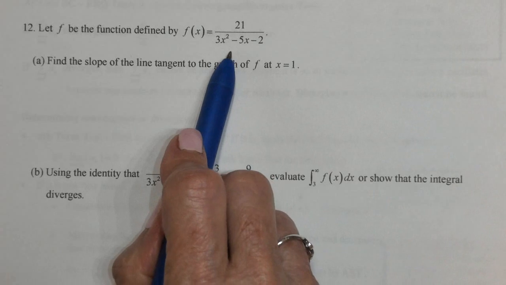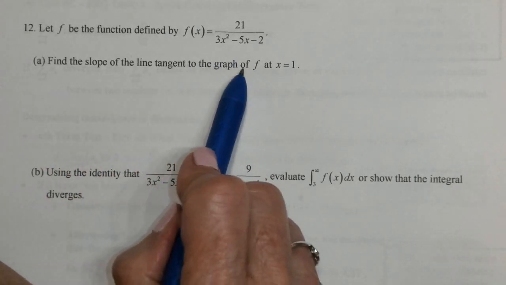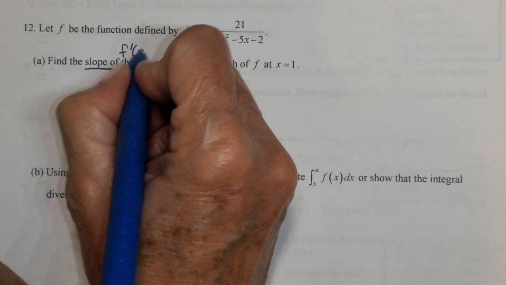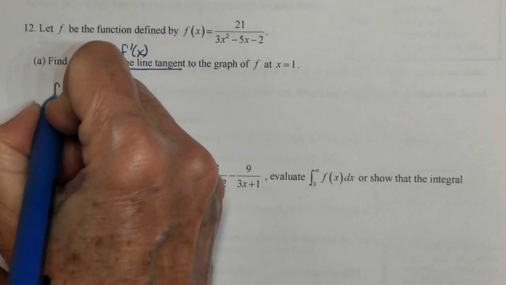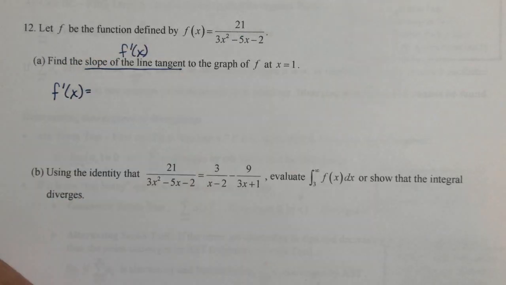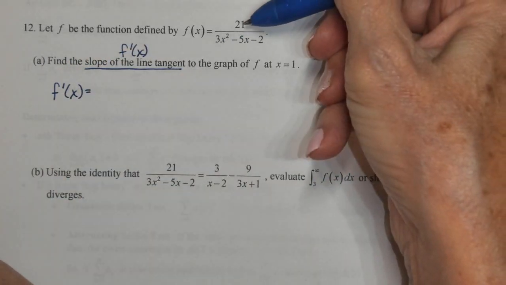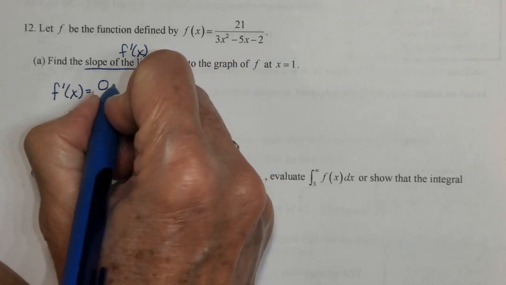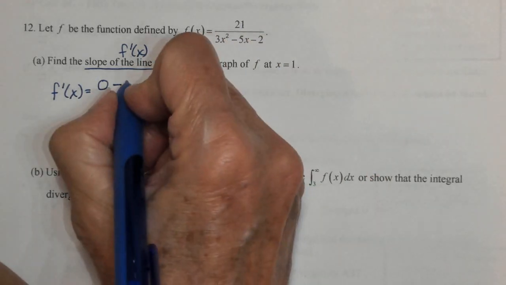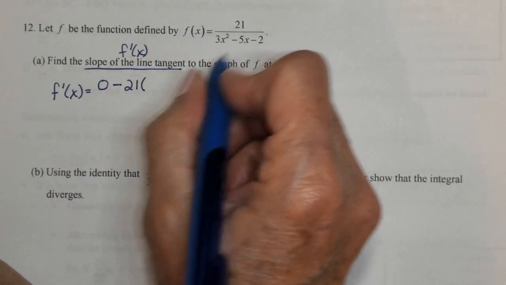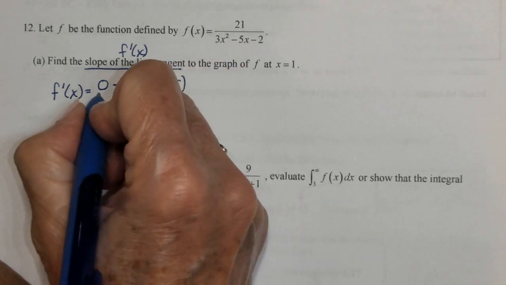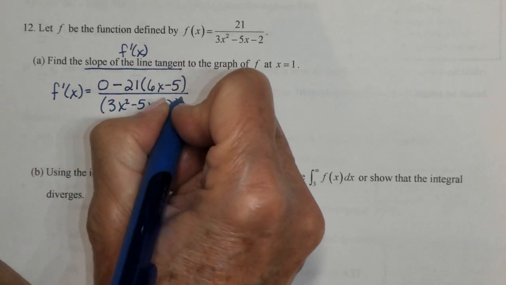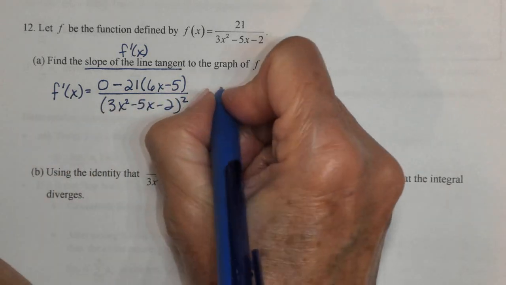Let f be this function. Find the slope of the line tangent to the graph of f at x equals 1. Slope of the line tangent, well, that's f prime. So I need to find f prime. I'm going to use the quotient rule to find f prime. Quotient rule, I start up on top, take the derivative, and that's a 0. Multiply by the bottom left alone, but it's still just a 0. Minus is in the quotient rule. Now I'm leaving the top alone and multiplying by the derivative of the bottom, 6x minus 5, divided by the bottom left alone, but squared. And now I just want to plug in 1 for x.